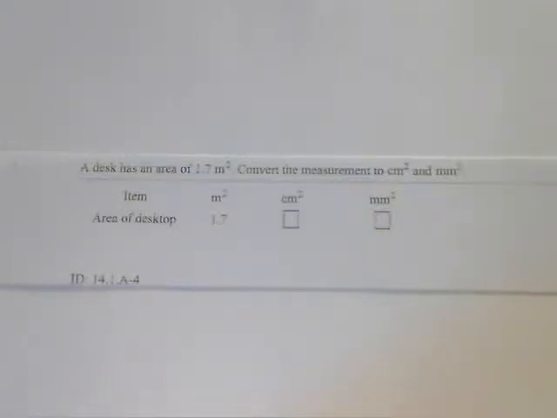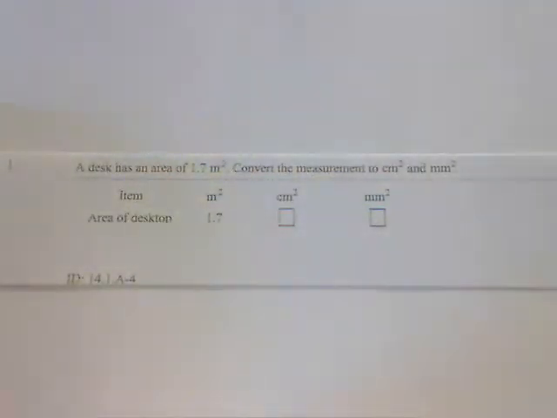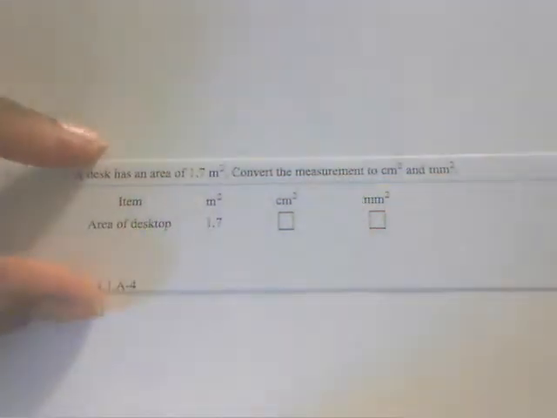Okay, in this video, we're going to be looking at some of the homework problems in section 14.1. And the first problem is this. A desk has an area of 1.7 square meters, and we want to convert the measurement to square centimeters and square millimeters. Okay, now, we have the area of the desktop that's 1.7 square meters.